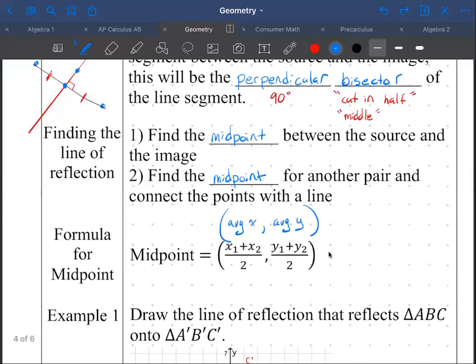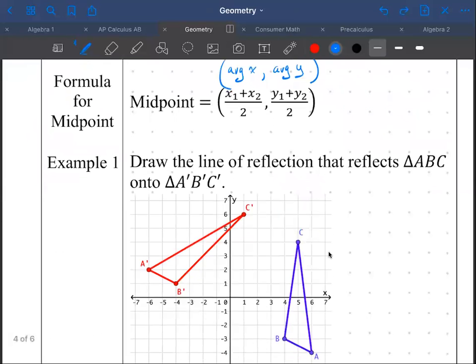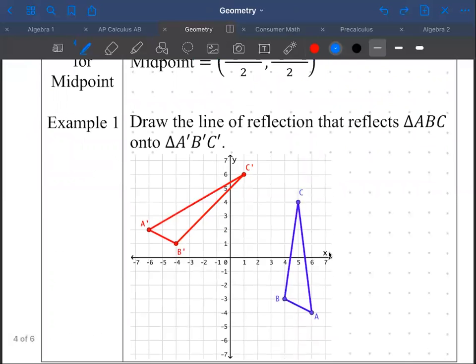All right, so example number 1. We have our blue triangle, our source, A, B, C, and then the image, this red triangle, A prime, B prime, C prime. We need to find the line of reflection.